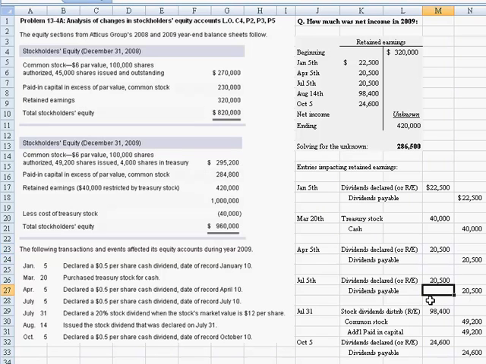Okay, no surprises on July 5th. It's the exact same transaction. So this takes care of that transaction for July 5th, which is the same one as well.